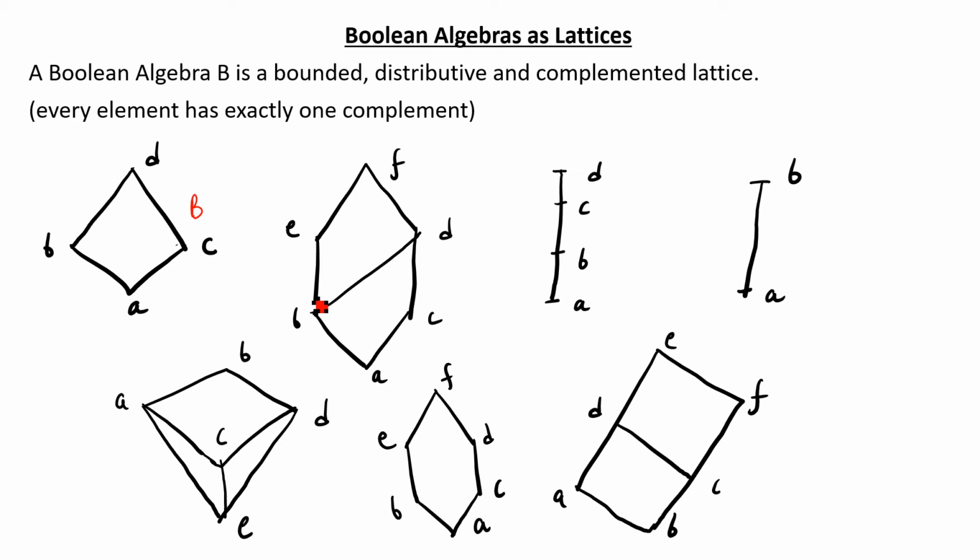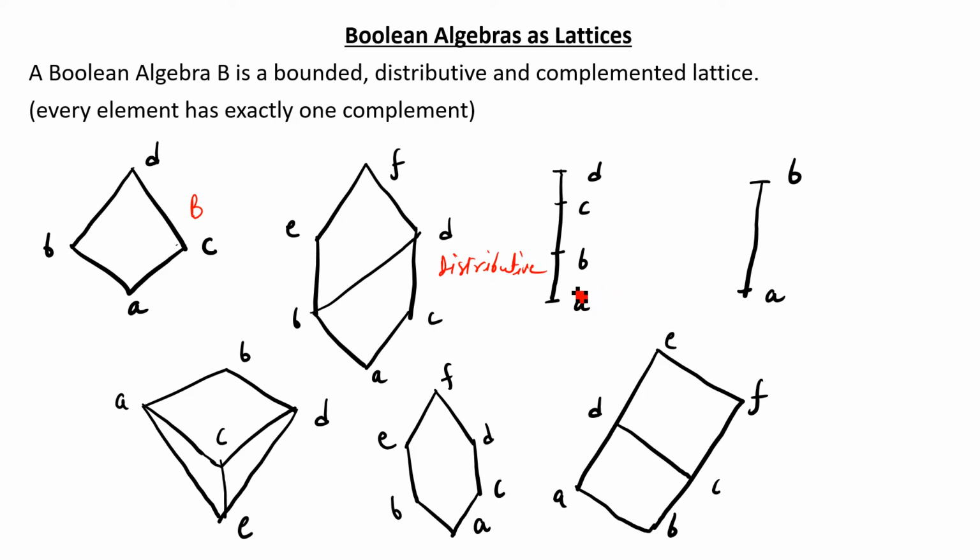Then we have the A, B, C, D, E, F lattice. Here A and F are complements of each other and E and C are complements of each other, but B and D do not have any complement. So if we check for pair BD, then B join D is D and B meet D is B. So B and D do not have any complement. So this is a distributive lattice as every element has at most one complement. So this is a distributive lattice only.